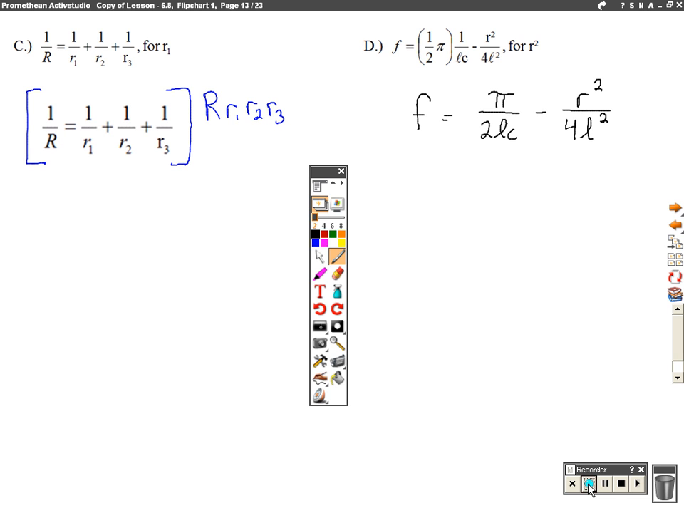Okay, so it would look something like that. And if you want to take it from here, the way I taught you, you don't have to do it this way, but I taught you to multiply through by the LCD, which in this case is 4CL squared. So go ahead, try it that way, see what happens, and check back to see how you did.